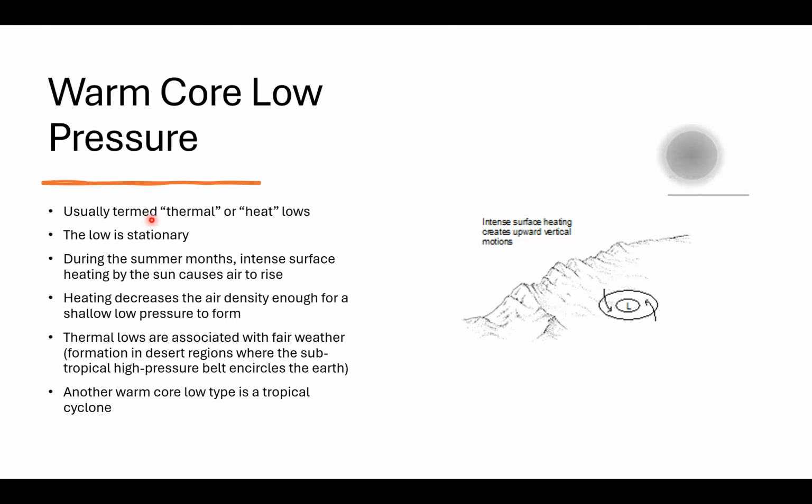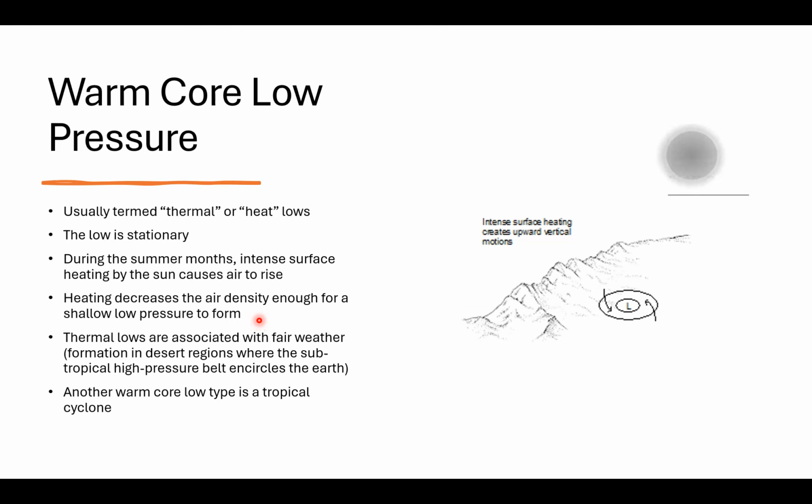And many times when you get really intense surface heating, specifically in the desert Southwest, or let's say in the San Joaquin Valley, Death Valley, that area of California, in the summertime, we call it a thermal or a heat low. The low is just generally stationary. It remains over the most intensely heated surfaces. During the summer months, intense surface heating by the sun causes this air to rise. Heating is going to basically lower or decrease the air density enough for a shallow low pressure to form.